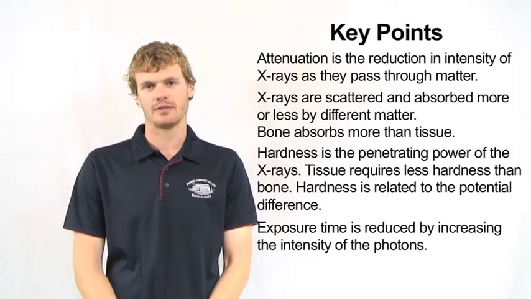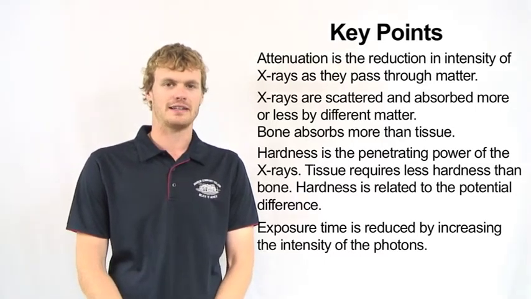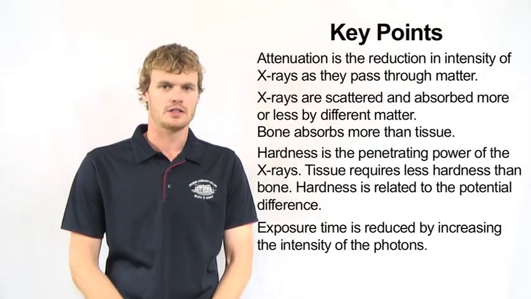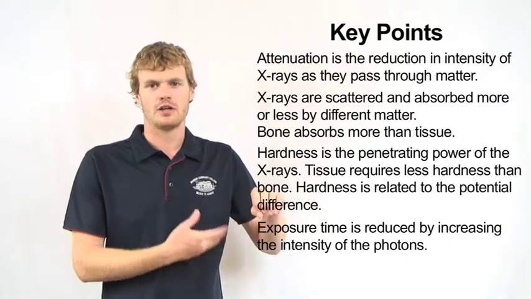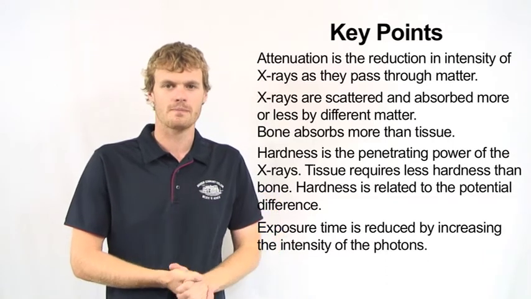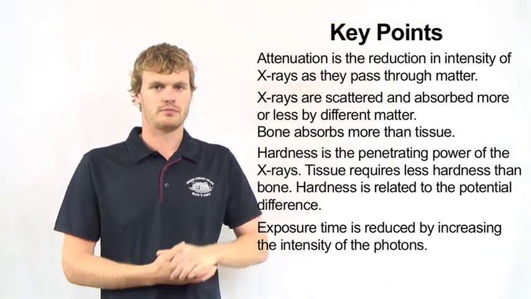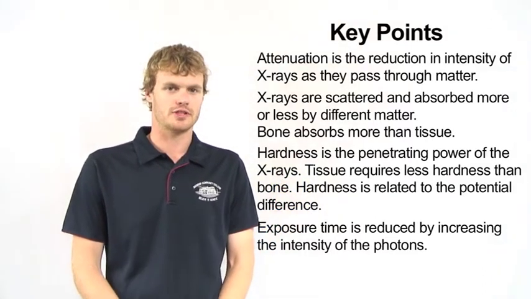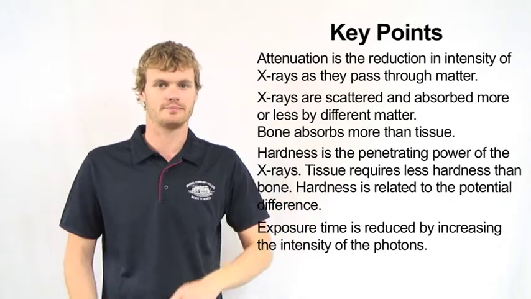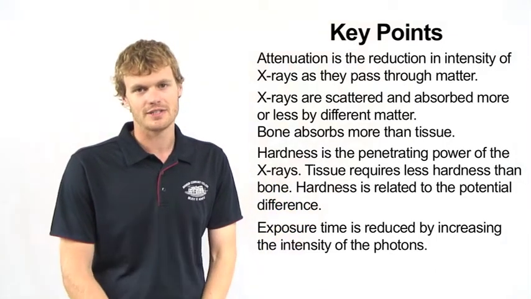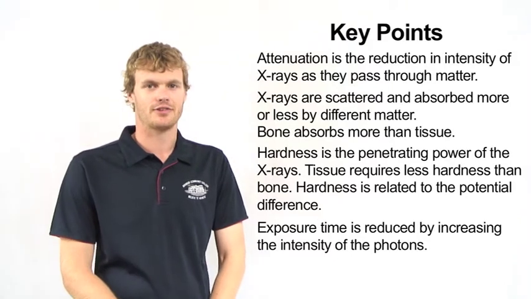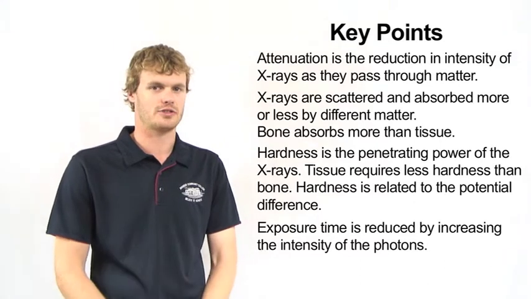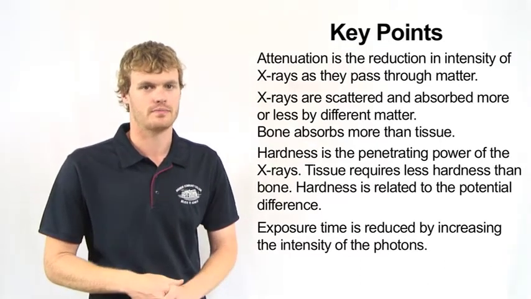The exposure time is needed to create a clear image. If we have an exposure time that's open for too long, so we're exposing a body part to our photons for too long a period of time, we could end up with a blurred image because the person could move slightly. We want to reduce the exposure time as much as possible to reduce the possibility of blurring. So the way we do this is we increase the intensity of the photons. If we increase the intensity of the photons, we can decrease the exposure time for any given hardness.